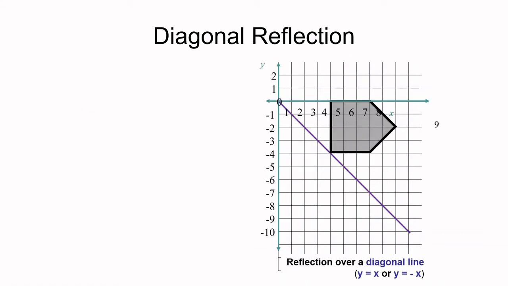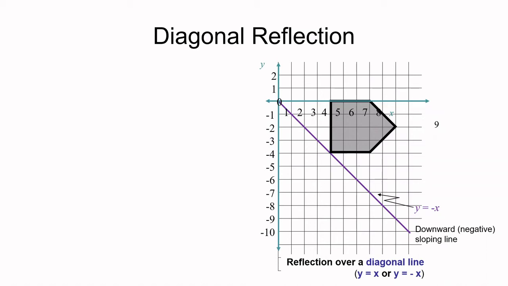Next, we've got another reflection, but this time, hopefully you can see my diagonal mirror line is slightly different. It's sloping downwards. So the equation of this mirror line is y equals negative x. And again, remember that on both checkpoint and GCSE exams, you're almost always given diagonal lines with the equation either y equals x or y equals negative x.